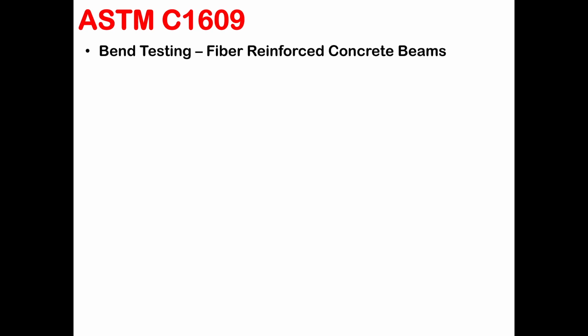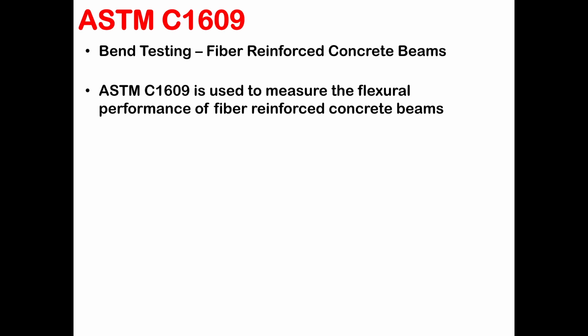The next test that we want to discuss a little in detail is the ASTM C1609. It's again for a bending test of a fiber reinforced concrete beam, so it is mostly used for civil engineering applications. ASTM C1609 is used to measure the flexural performance of fiber reinforced concrete beams.